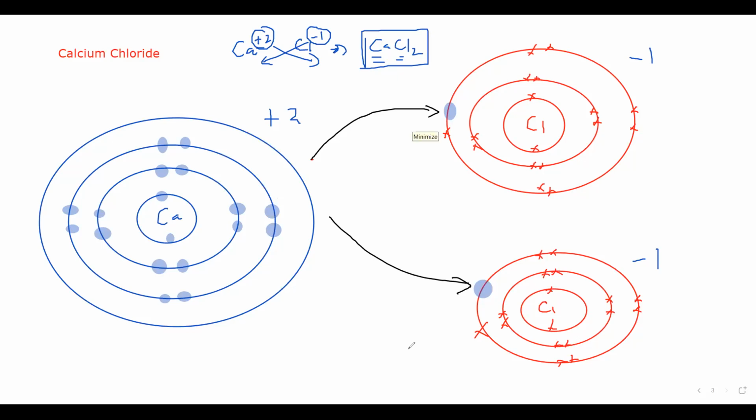I'll give another example related to this formation of ionic bond. So basically, the attraction between these ions, like the positive ions are attracting the negative ions. So when these positive and negative ions are attracting each other, we call that bond an ionic bond.